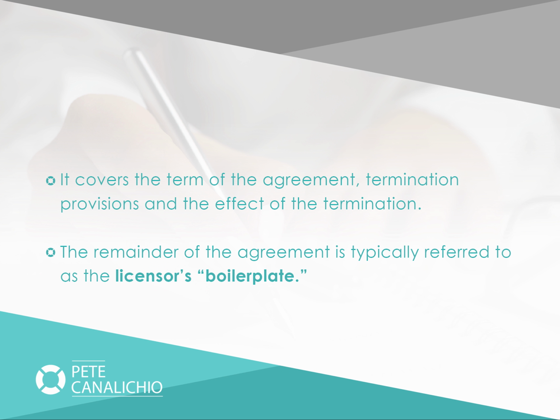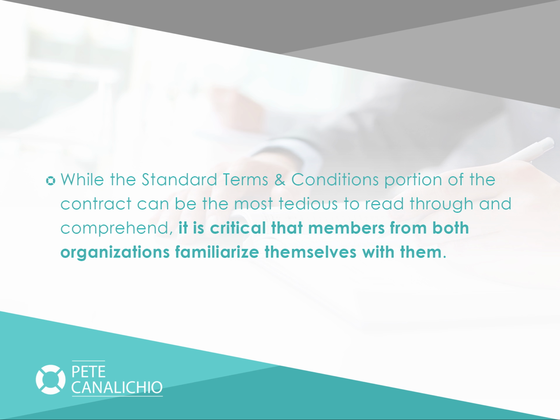The remainder of the agreement is typically referred to as the licensor's boilerplate. While most of the discussion in these remaining sections will be between the attorneys from the respective parties, there are a few of these sections that will be of equal interest to the business professionals. These include change of manufacturing, unfair labor practices, customer service, and change of control. While the standard terms and conditions portion of the contract can be the most tedious to read through and comprehend, it is critical that members from both organizations familiarize themselves with them. This will help ensure each party adheres to the stipulated language and will position the relationship for successful execution.